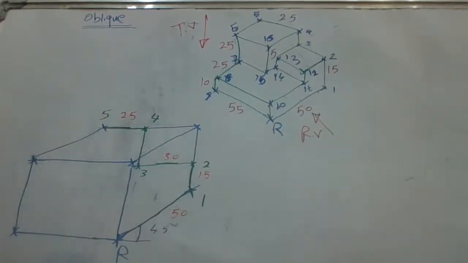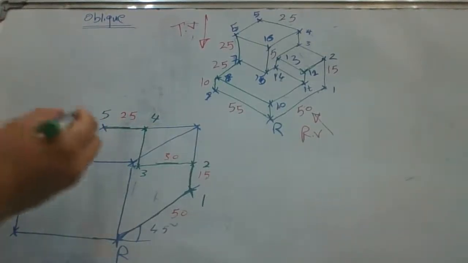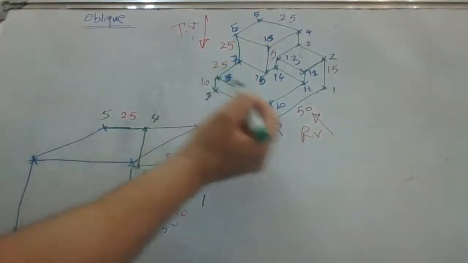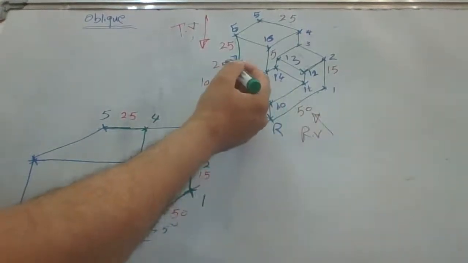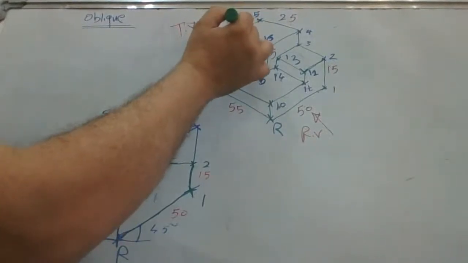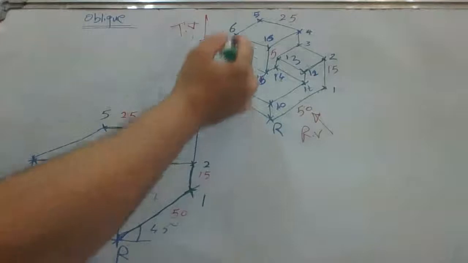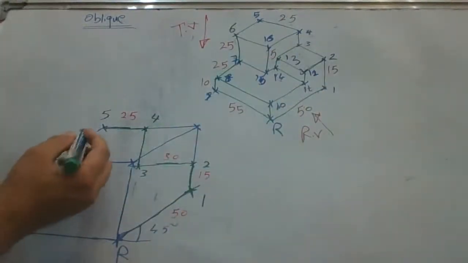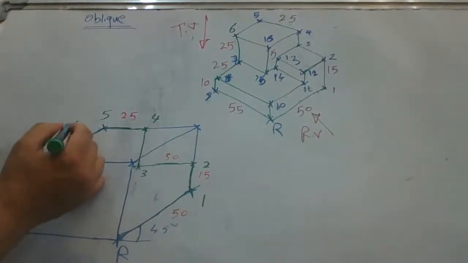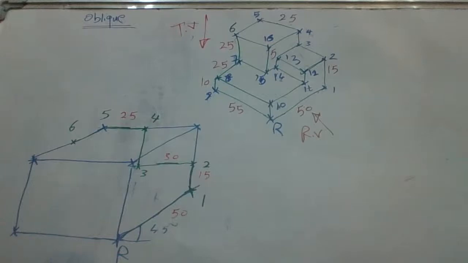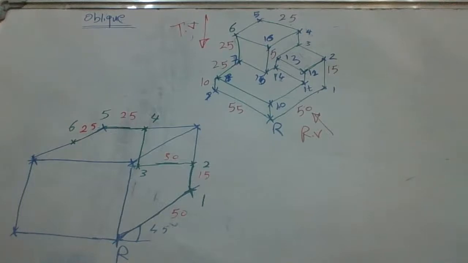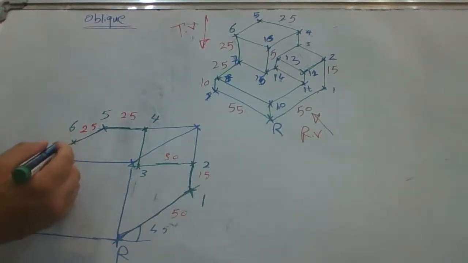From 5 to 6, see here, from 8 to 7 is 25, and the total length is 50. That means 5 to 6 is 25 also. 25 plus 25, that means the total is 50. 5 to 6 is 25. Here we can write also 25. Now from 6 to 7 is 25.